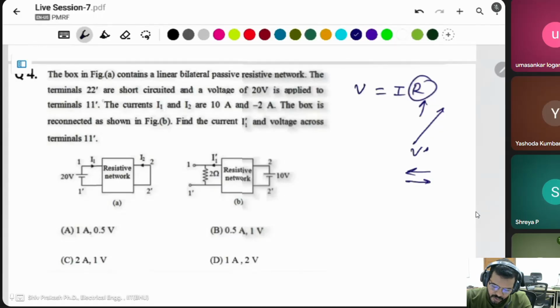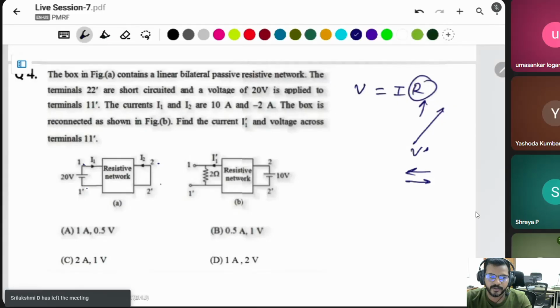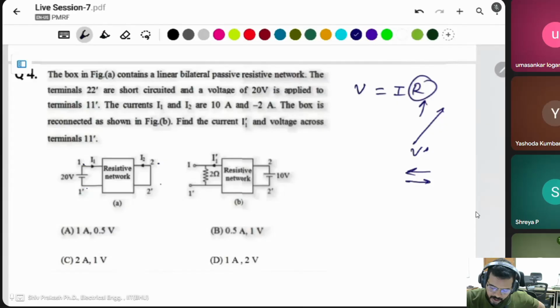The terminal 2 dash is short circuited and a voltage of 20 volt is applied to terminal 1 dash. Then the currents I1 and I2 are 10 ampere and minus 2 ampere. I1, I2 currents are given. The box is reconnected as shown in figure B. Find the current I1 dash and the voltage across it.